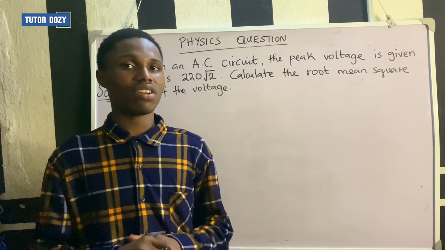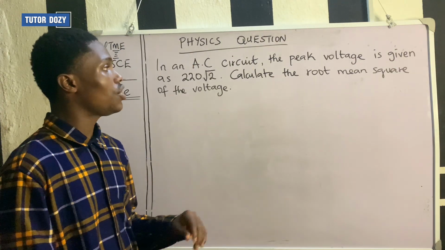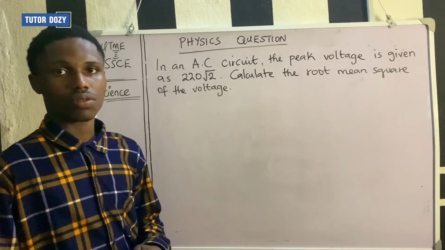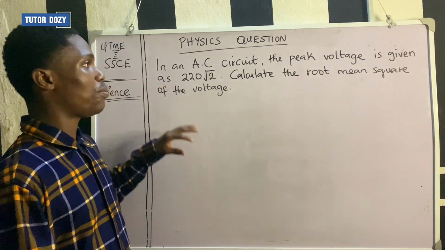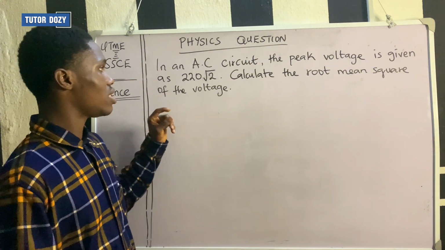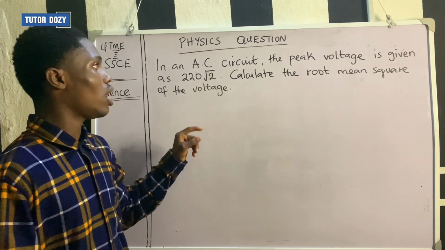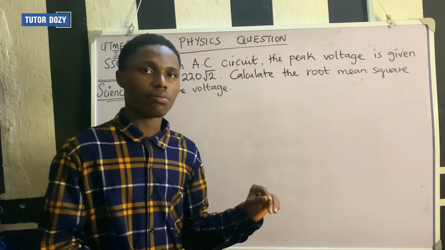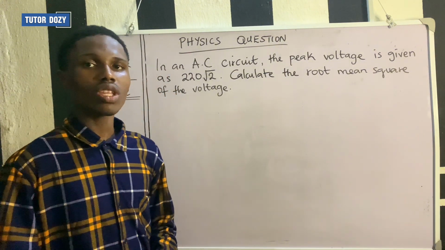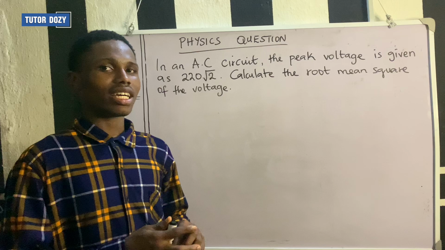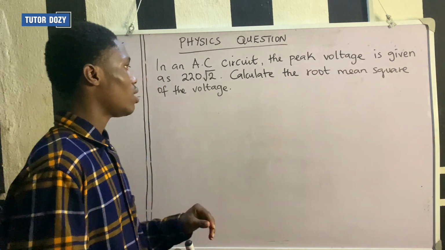Now let's clear everything here right now. You're looking for the what? The root mean square of the voltage, right? That's the steady voltage. The peak voltage is given, that is the maximum voltage in the circuit. Now, the formula connecting the two of them is what? If I drop the formula, within 30 seconds, you have arrived at your answer. Very well. Now, let's go.